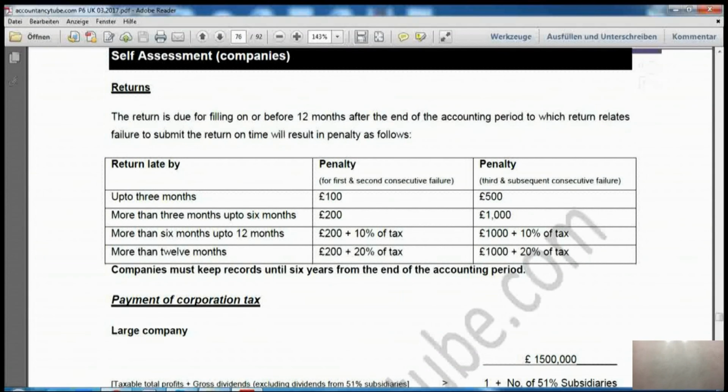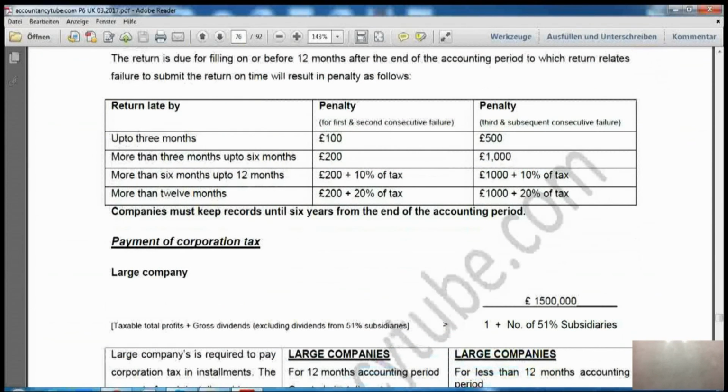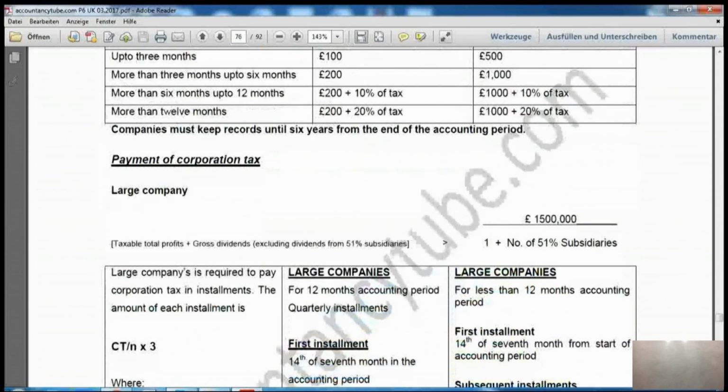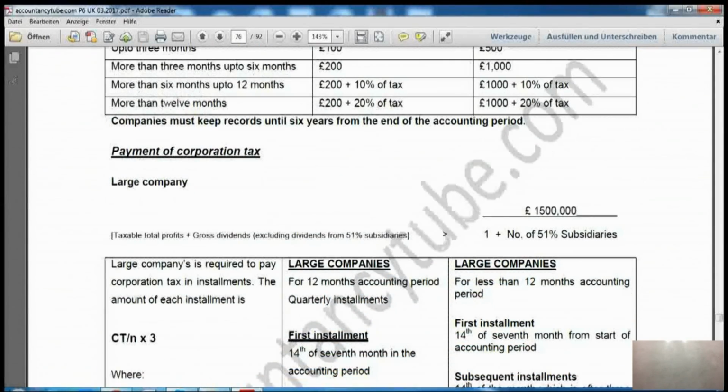Now, the companies must keep the records for 6 years from the end of the accounting period. That is a very, very important date. Please make sure you write it down. An examiner might ask you about that, and you may earn 1 easy mark.